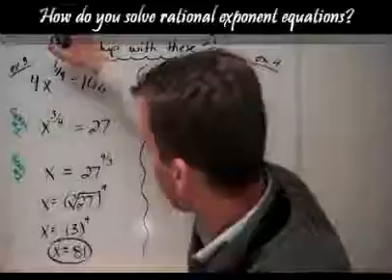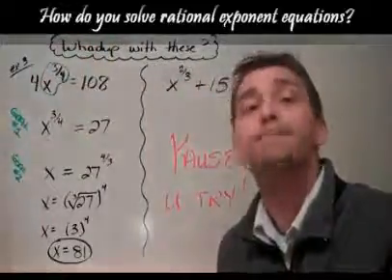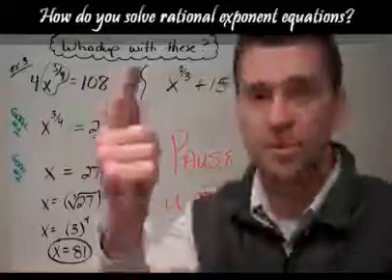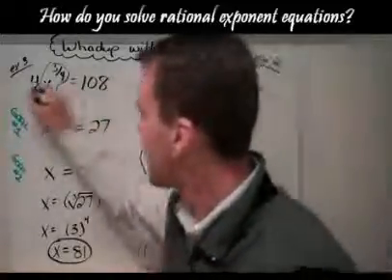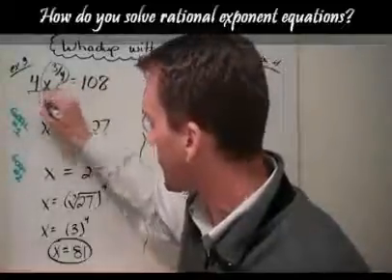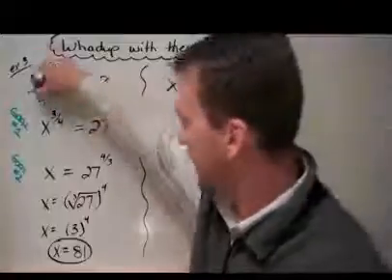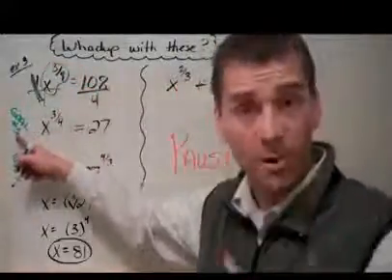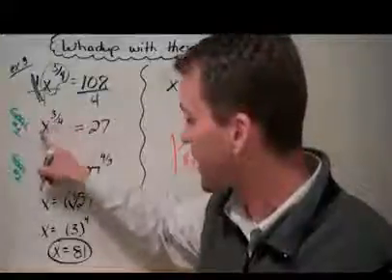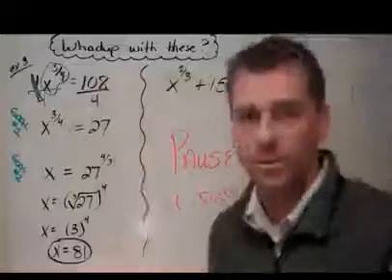Goal number 1: I must get this thing that's being raised to the power by itself. Well, that's undo subtraction and addition. There isn't any. Okay, so then we must undo the multiplication of the 4 by dividing by 4. So this cancels. I'm left with x to the 3/4 power. Sweet. Goal number 1 is achieved. I've got the thing that's raised to the power by itself. Awesome. And then 108 divided by 4 is 27.